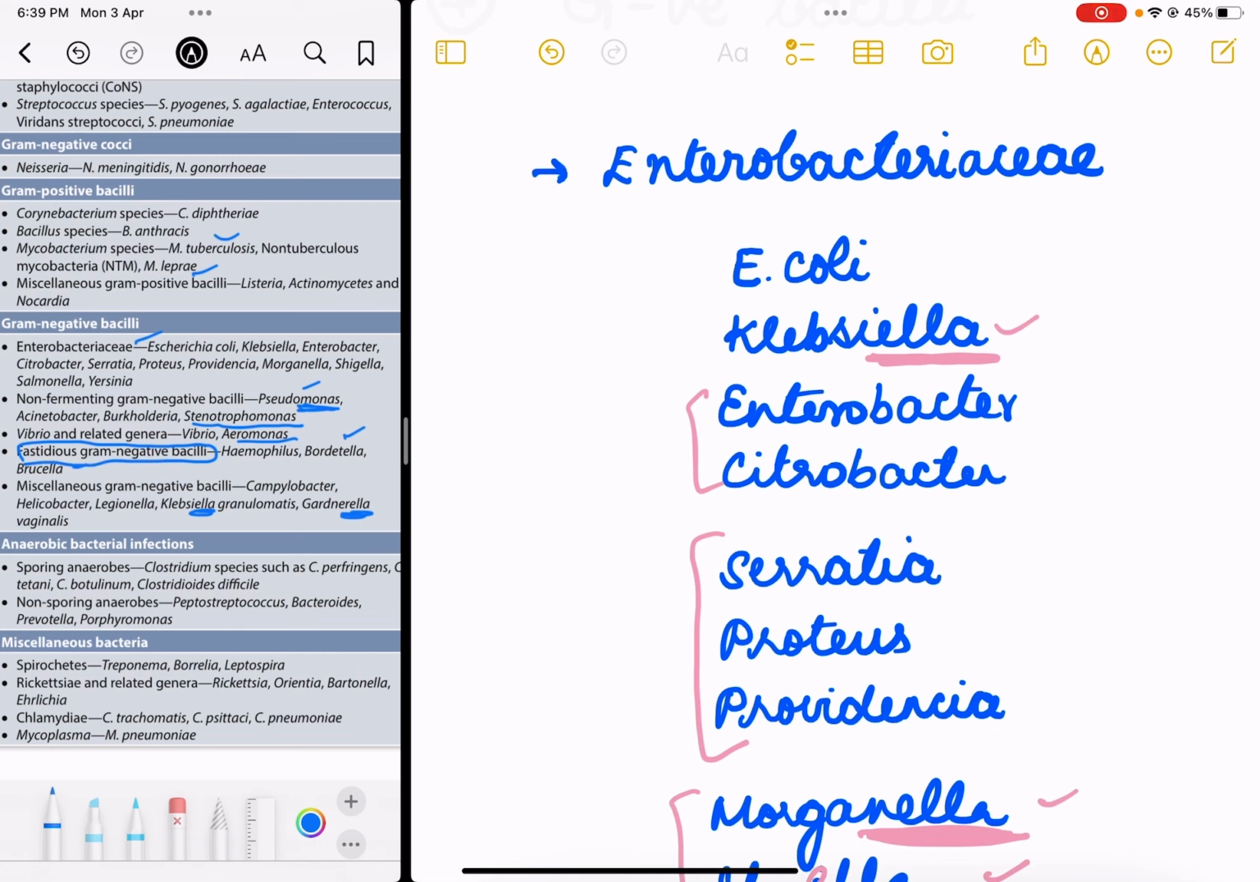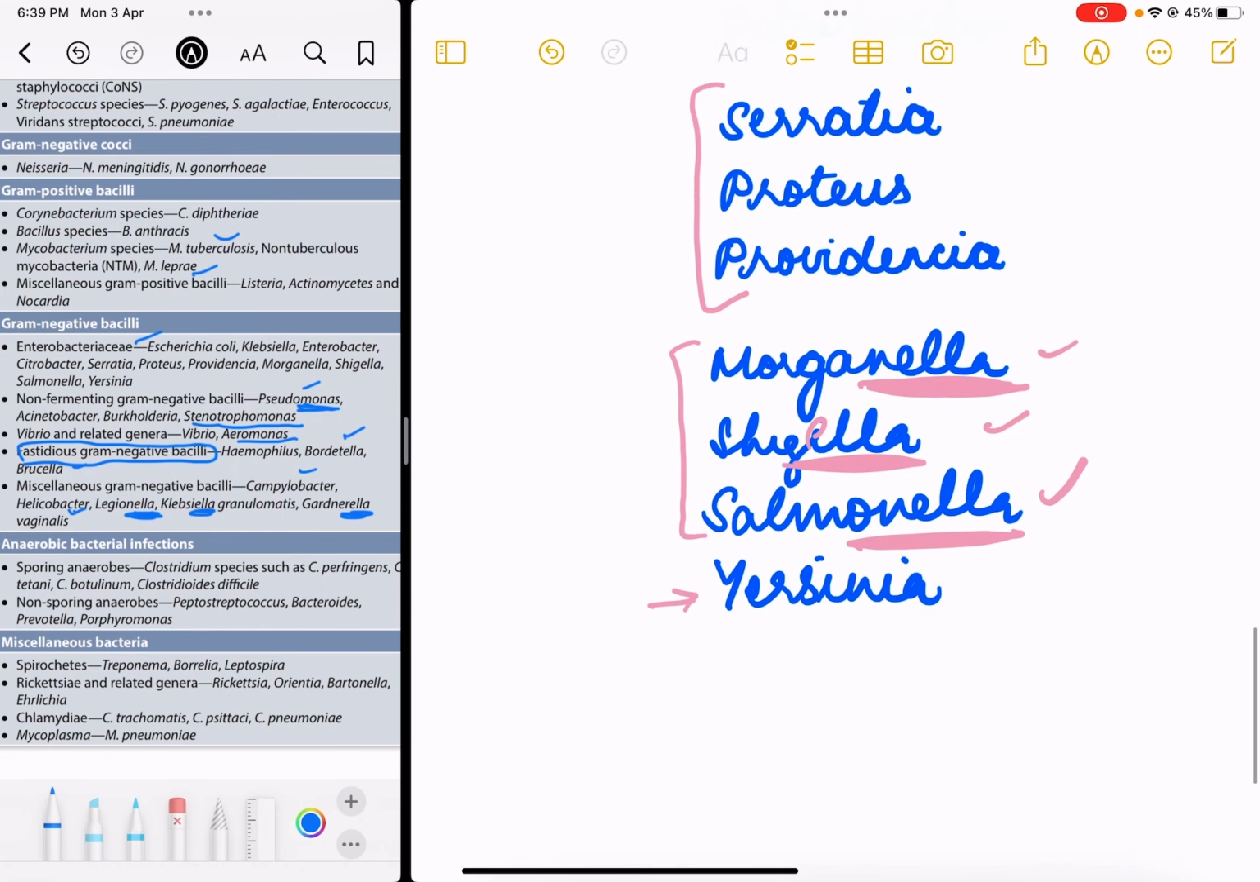All of these names would be familiar to you when you study them under systemic microbiology. You also have Campylobacter, you have H. pylori, Legionella, again this -ella: Legionella, Klebsiella, Gardnerella. So all of these would come under gram-negative bacilli.